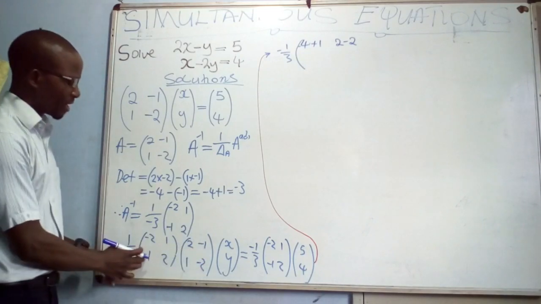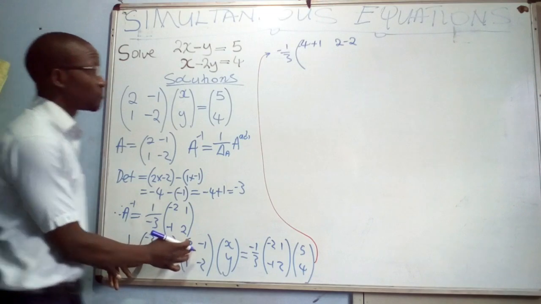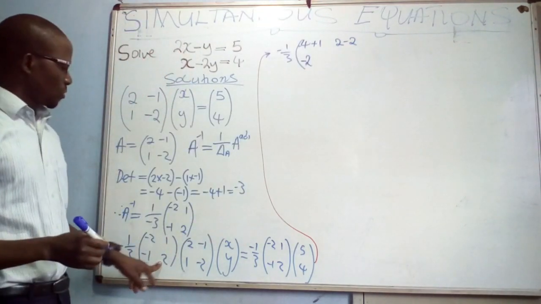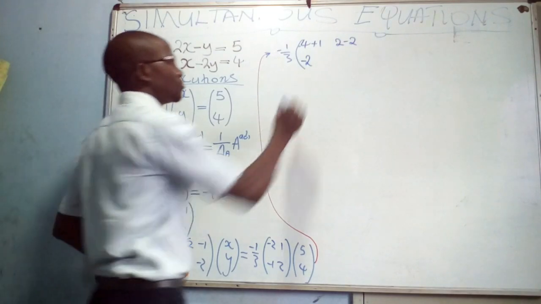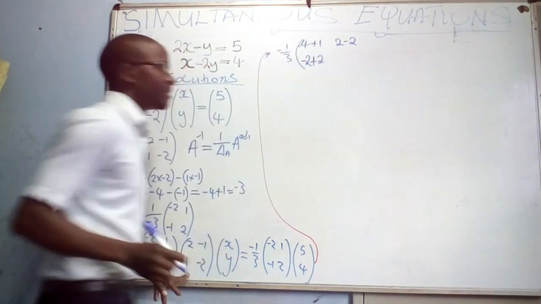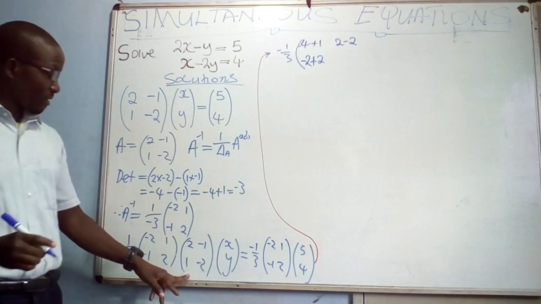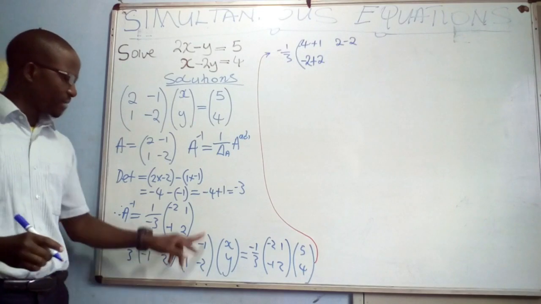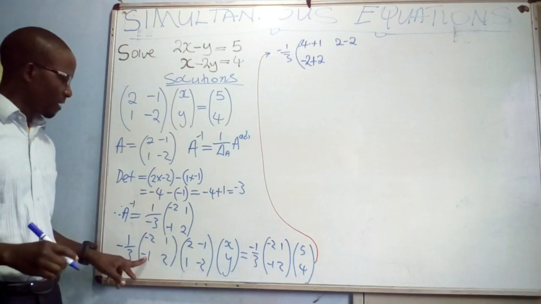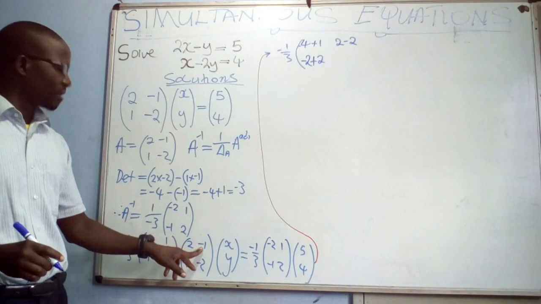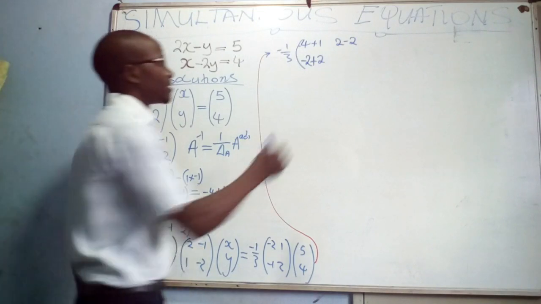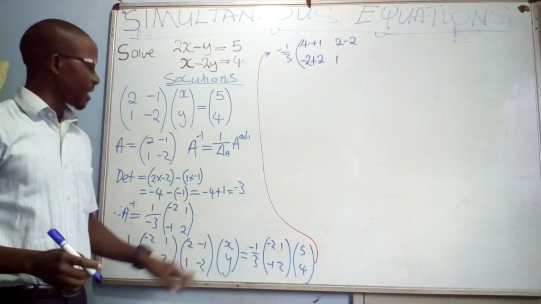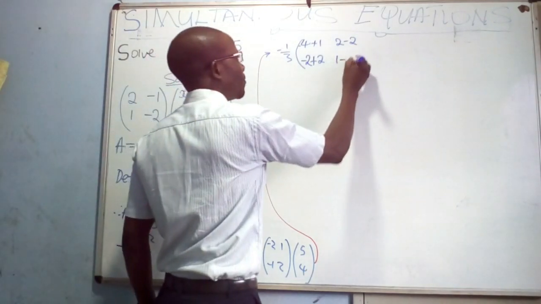Then we come to this one. Negative 1 times positive 2 is negative 2. 2 times 1, positive 2. So plus 2. Then from there, we are going to multiply this same row, times the last column. Negative 1 times negative 1 is going to be a positive 1. So we have 1. 2 times negative 2 will be a negative 4.